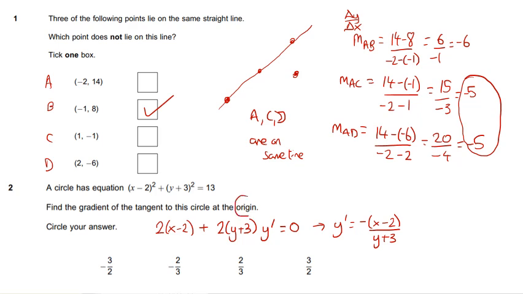So at the origin, so 0, 0, y prime is going to be minus 2 divided by 3. I'm just substituting in 0, 0 into there. So that's just 2 over 3.